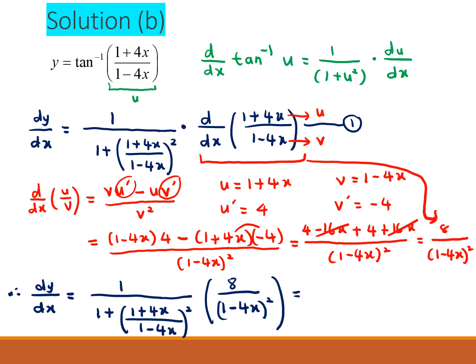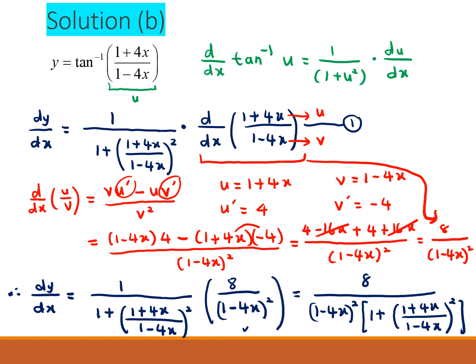or 8 over, so I put this (1 minus 4x) squared to the front, times 1 plus (4x over 1 minus 4x) squared. So this is the final answer of the derivative of inverse tangent of (1 plus 4x) over (1 minus 4x).